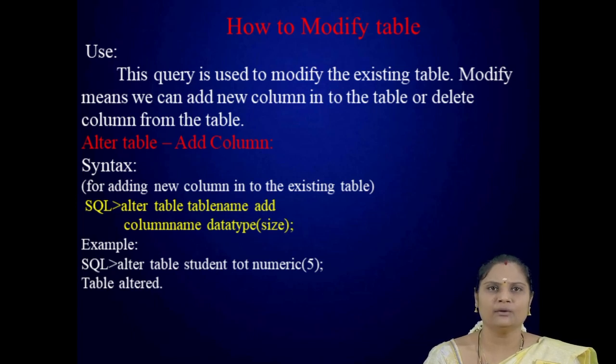If we have the student table with the columns roll number, name, mark 1, mark 2, mark 3. Now we want to add new column tot into the existing table student. For this we write the query as alter table student, add our column name tot along with data type. Now we get the altered table which has the new column tot.